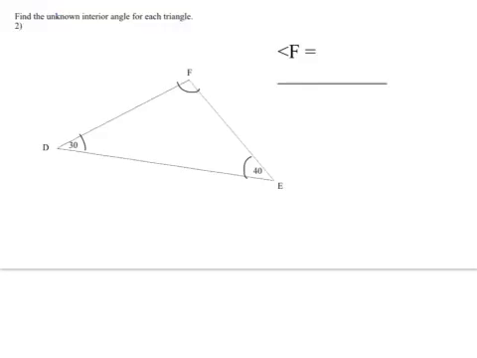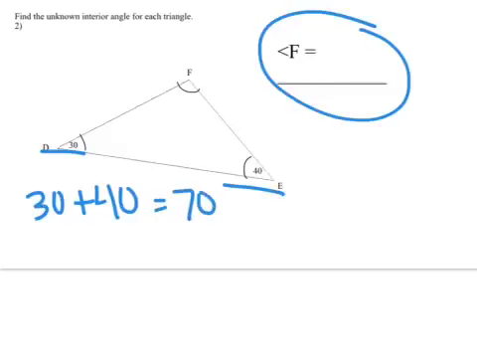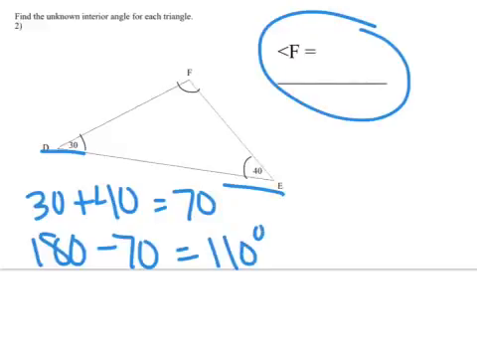So example 2, we have the same directions. This time we're trying to figure out the measure of angle F. So we have angle D is equal to 30 degrees. Angle E is equal to 40 degrees. So 30 degrees plus 40 degrees is 70 degrees. All three angles in the triangle have to add up to 180. So 180 minus 70 is 110 degrees. So angle F up here at the top is 110 degrees.